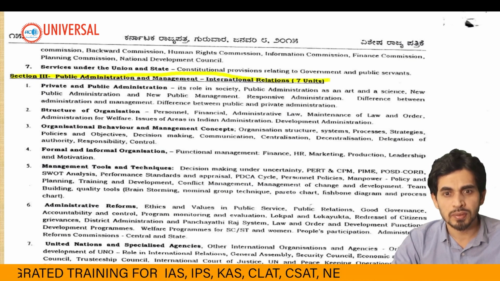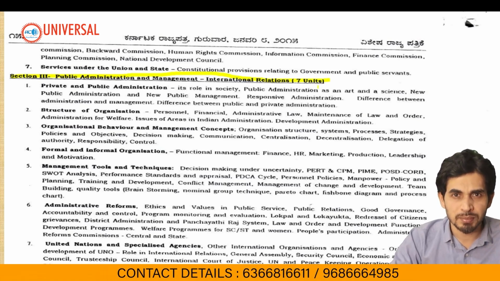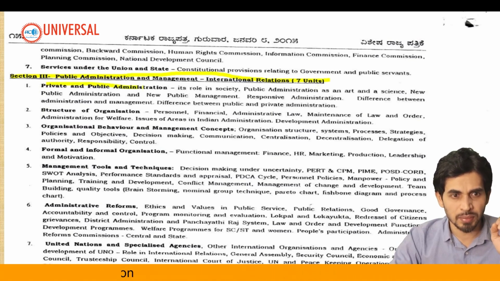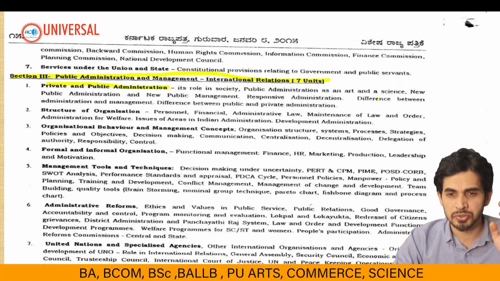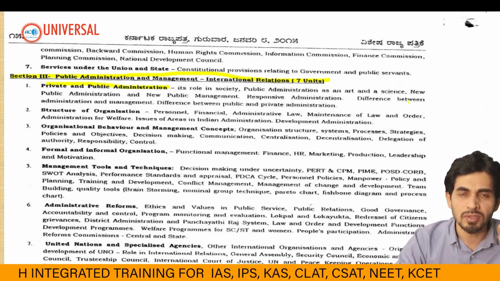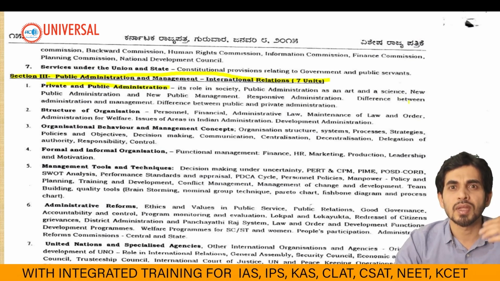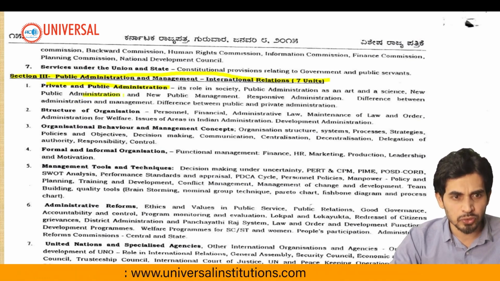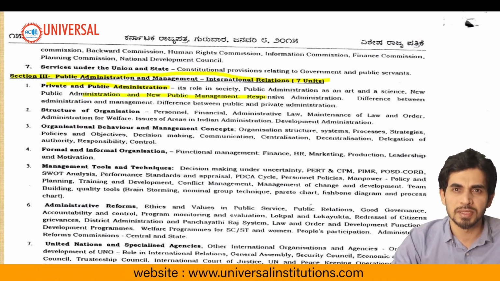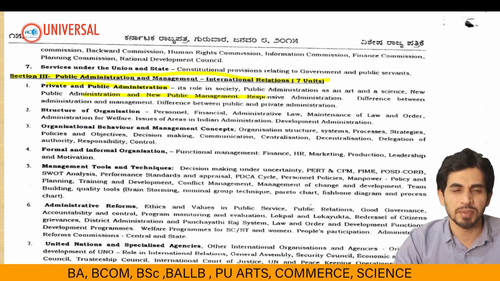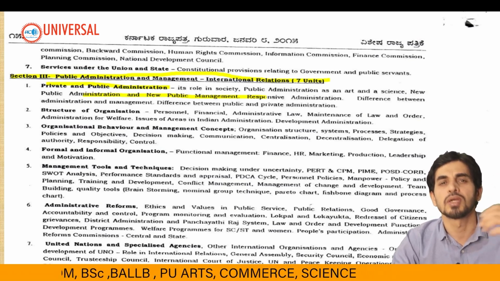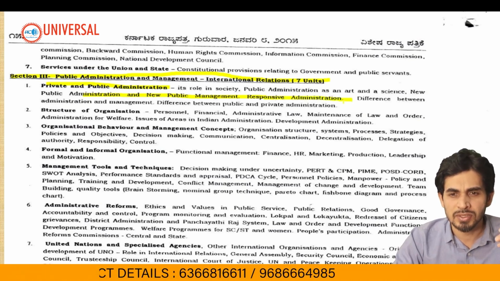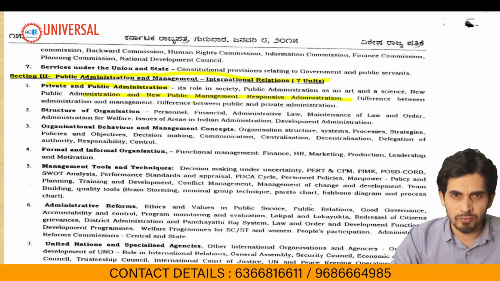GS paper 2, which talks about public administration, management and international relations. Alright, the first topic is okay: private and public administration, its role in society, public administration as an art and science. Basically they're talking about what is public administration and its nature, scope and importance. I'm having no issues with it. They also talk about the recent developments in public administration, like what is NPA, which is new public administration, and what is NPM. So they ask you to learn about all these things, and this is okay. I have no issues with it.